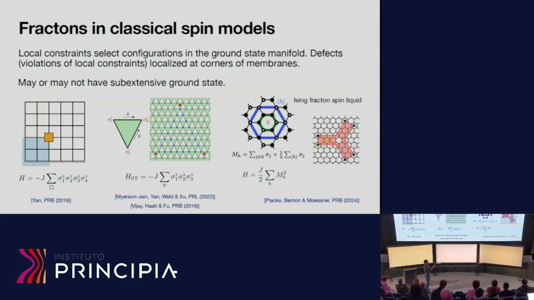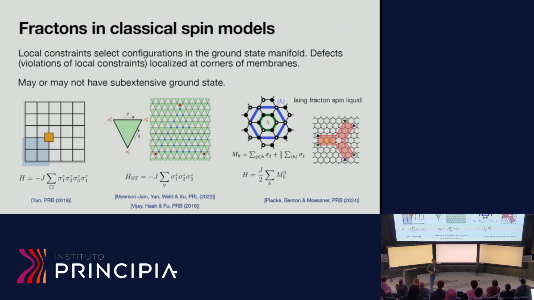But what I want to talk about is really some analogies that people have been making with fracton physics in classical spin models. What I mean by this is that these are Ising-like models or plaquette Ising models. You can think about them as just writing some classical Hamiltonian in terms of Ising variables that implement some constraints that select some configurations that form your ground state manifold. And then the defects will be violations of these local constraints. And these defects can have this fracton-like behavior.